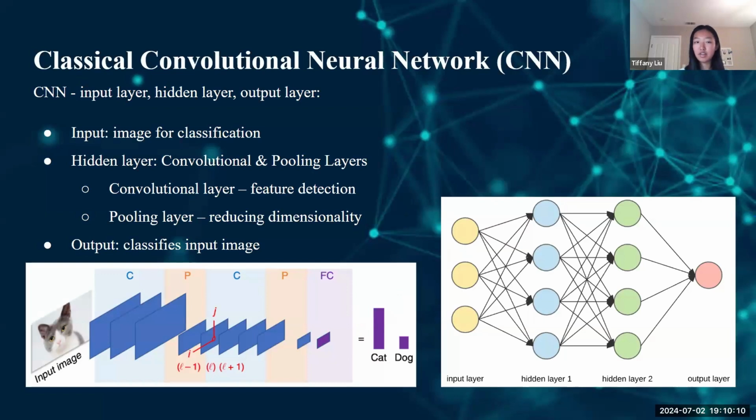The algorithm's learning process adjusts these weights to detect different patterns. And to take a closer look at these hidden layers, in our case, we're primarily looking at convolutional and pooling layers. So the convolutional layer performs feature extraction, and then the pooling layer reduces the dimensionality of the MRI scan. And finally, the output layer classifies the scan as having a tumor or not having a tumor.